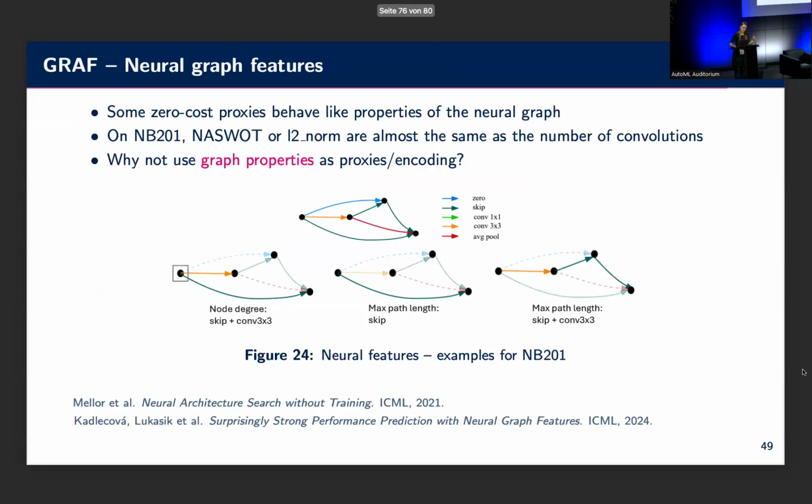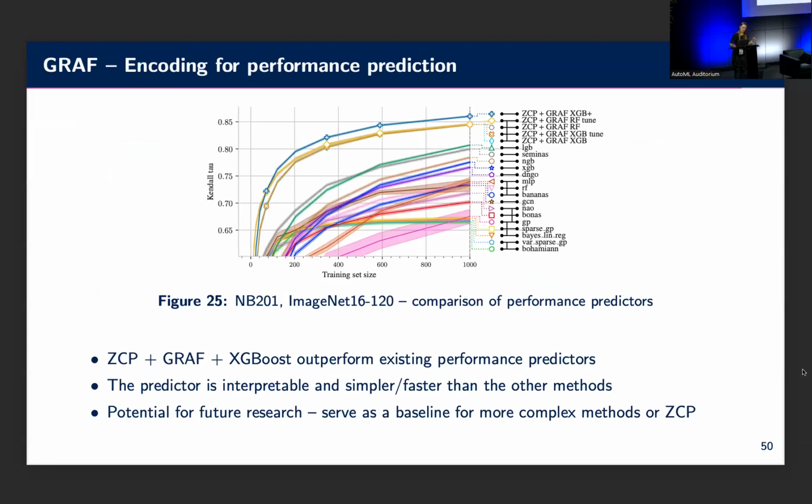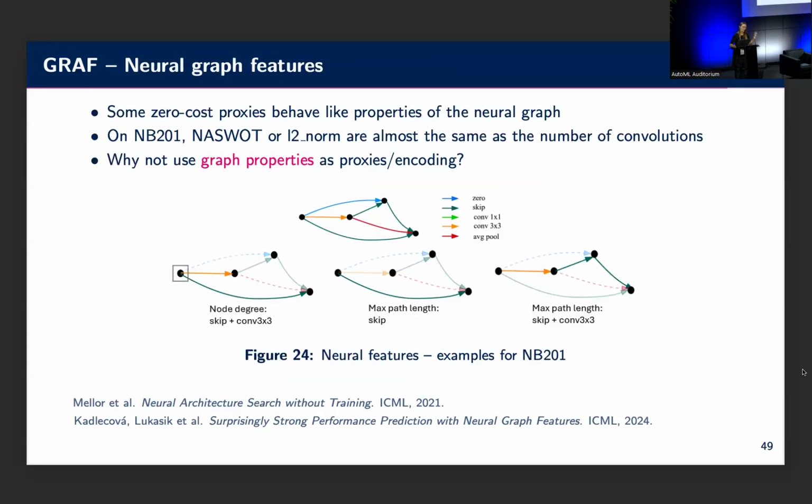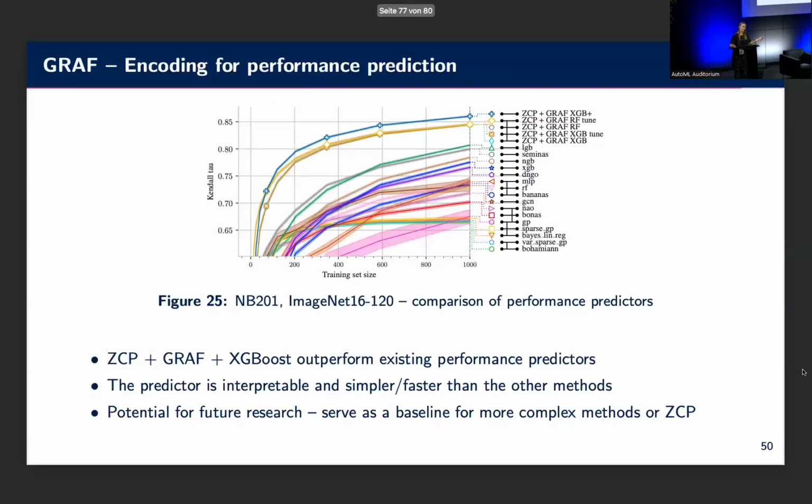And the neat part is that if you collect these features like operation counts, node degrees, maximum path lengths, minimum path lengths, it's actually state of the art. So when you've got the zero-cost proxies and the graph features, put that into XGBoost or random forest, and you beat all of these predictors from the survey, how powerful are performance predictors. It's graph neural networks, it's some XGBoost on one-hot encodings, there's also BANANAS, just everything that I could get from the survey.